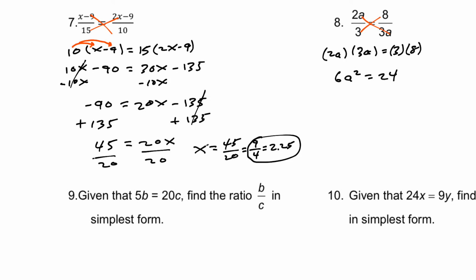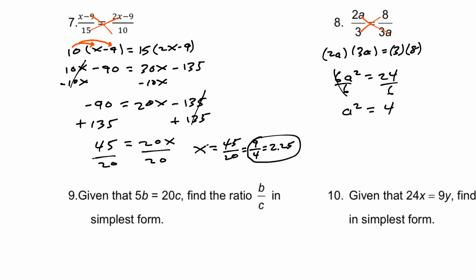Well, we're trying to solve for a, so we do want to get this a squared by itself first. So we're going to divide both sides by 6. So divide the left side by 6 and divide the right side by 6. And over here on the left-hand side, 6 divided by 6, that's 1, so that cancels out. So all I have left on the left-hand side is a squared equals, and 24 divided by 6 is 4.